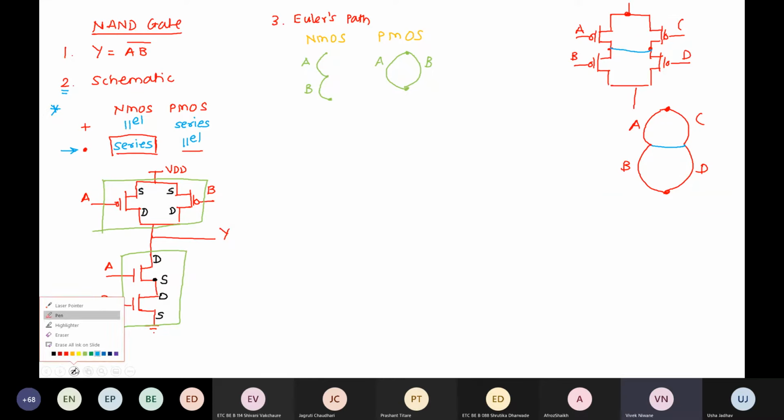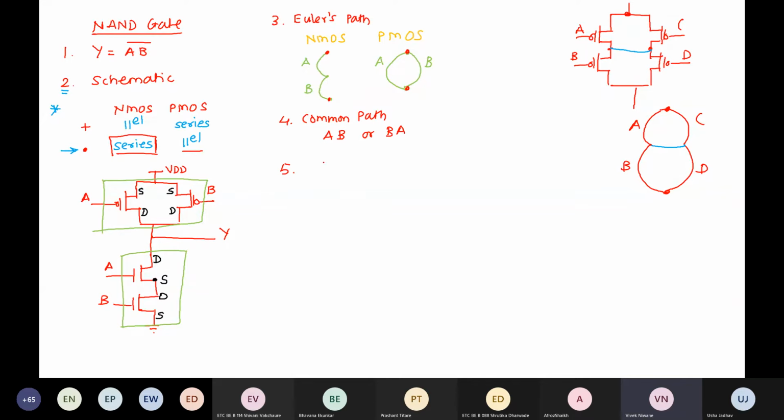ओके, नाउ फोर्थ इज कॉमन पाथ। तो we can start from this point and go to this point as A B, or we can go by B A. Similarly in PMOS, from this point to this point we can go by A B or B A. We can complete our path. So you can choose either go for A B or B A. Both of them are valid paths.